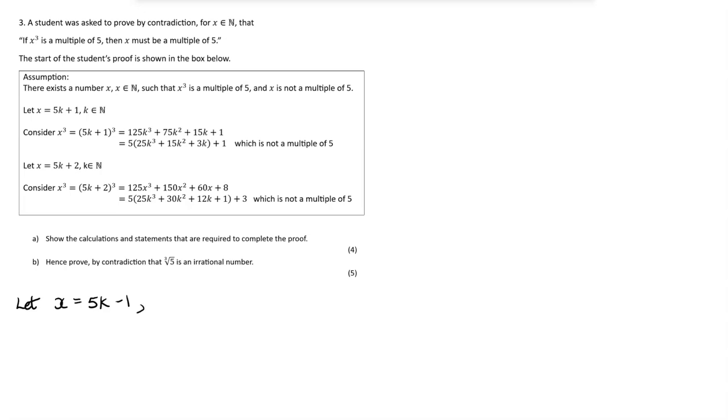So I'm going to say, let x be 5k minus 1, where k is a natural number. So I'm going to consider x cubed is 5k minus 1 cubed.